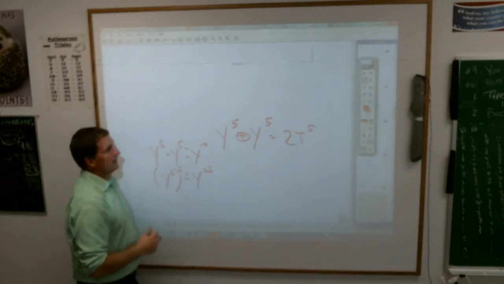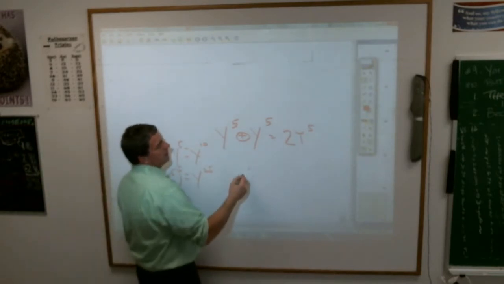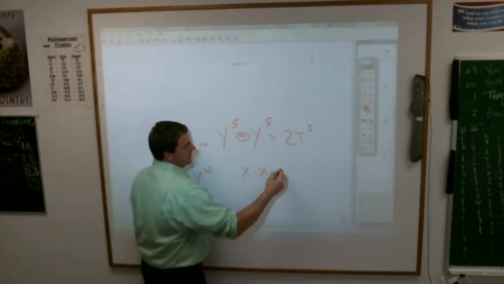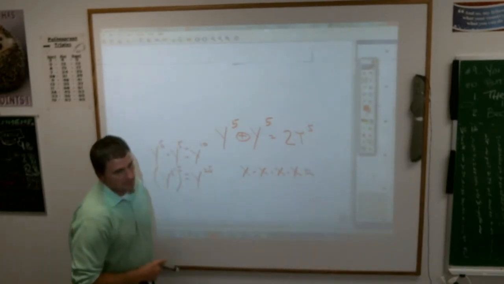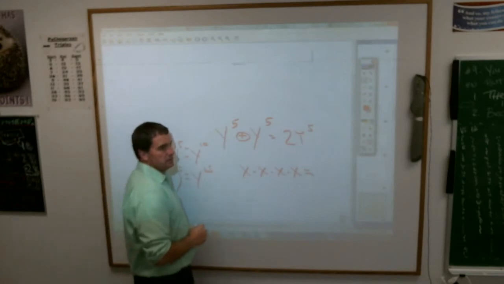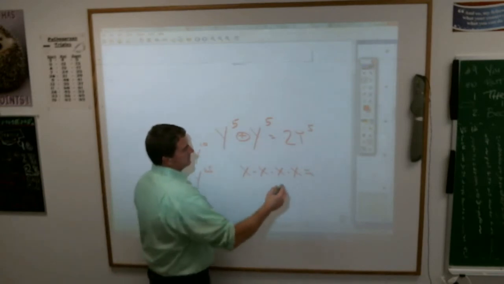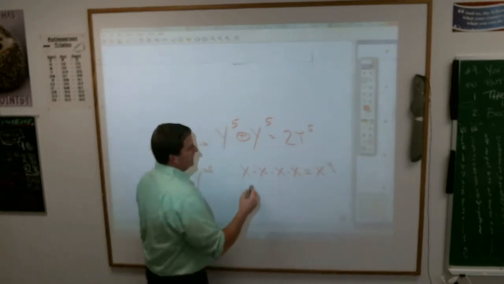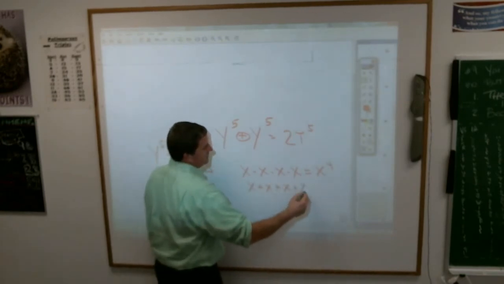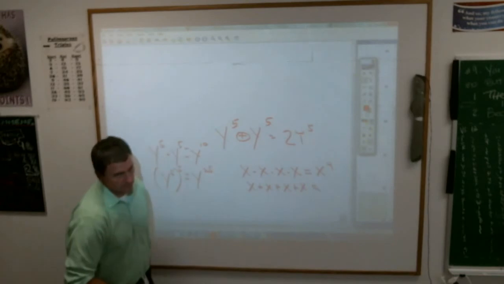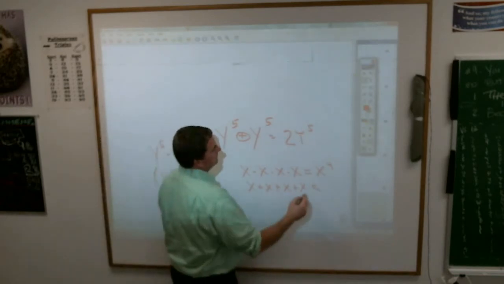How about this? x times x times x times x is x to the 4th power. x plus x plus x plus x is 4x.